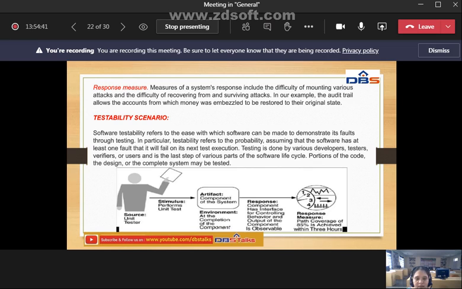At the completion of the component. Next, response. Component has an interface for controlling behavior and output of the component is observable. That is the response. What is the response measure? Path coverage of 85% is achieved within 3 hours. So we can get 85% achievement within the 3 hours.